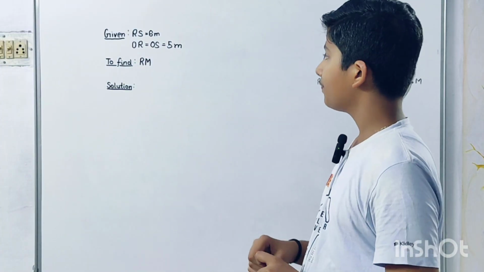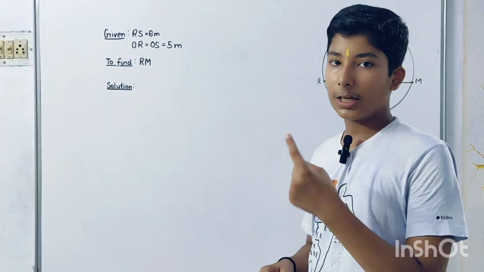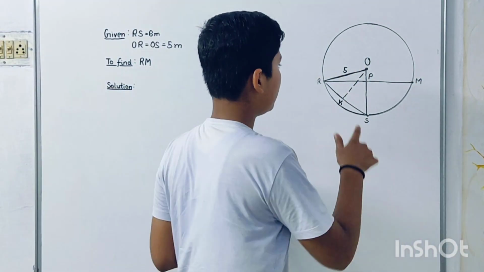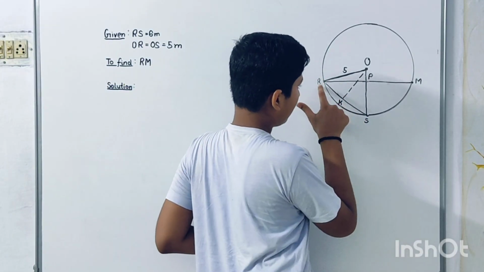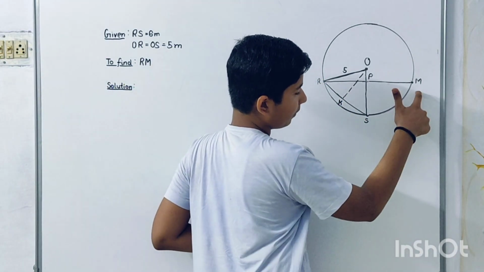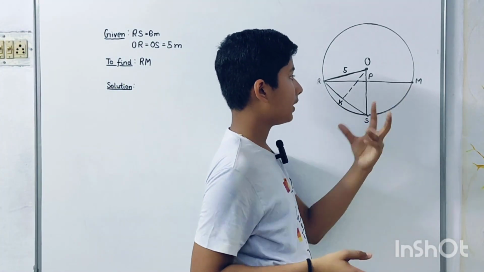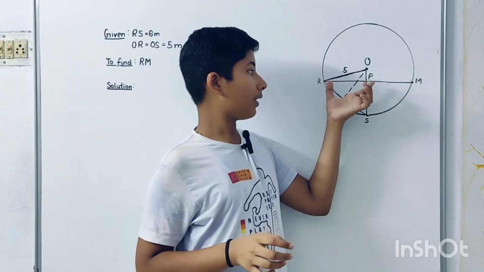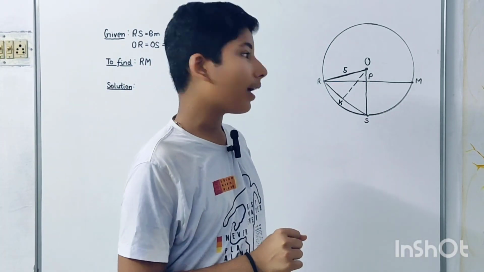First of all, question number 5. There are three girls, Reshma, Salma and Mandeep. They are standing in this pattern: here Reshma, here Salma and here Mandeep. The distance between Reshma and Salma and between Salma and Mandeep is the same, but the distance between Reshma and Mandeep is what we have to find out.